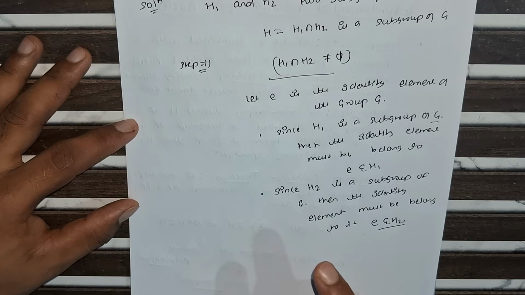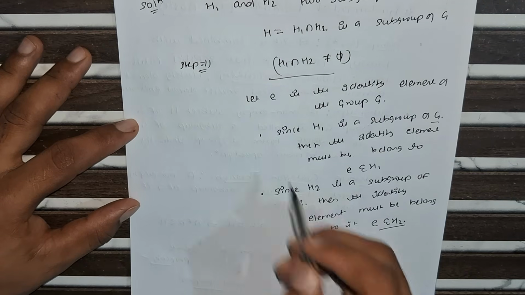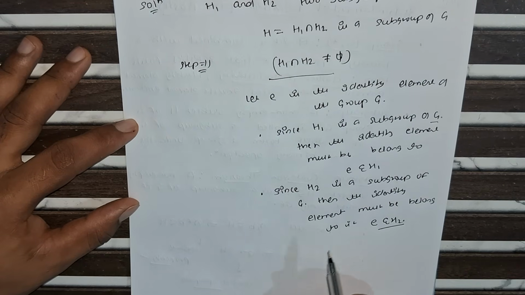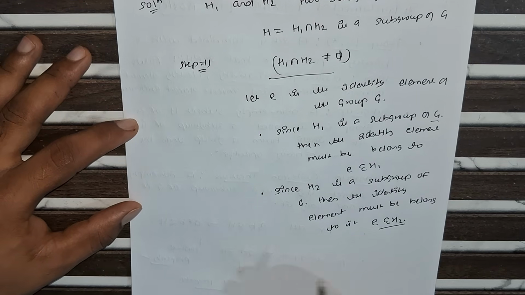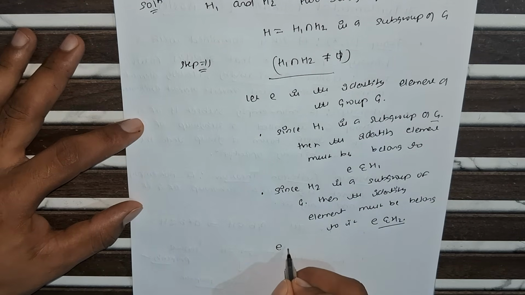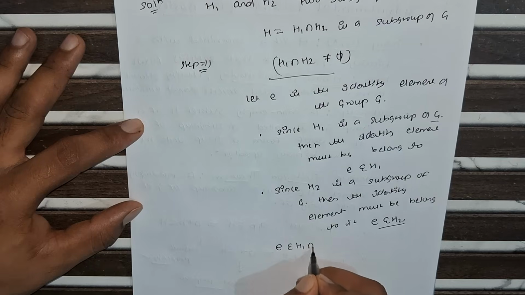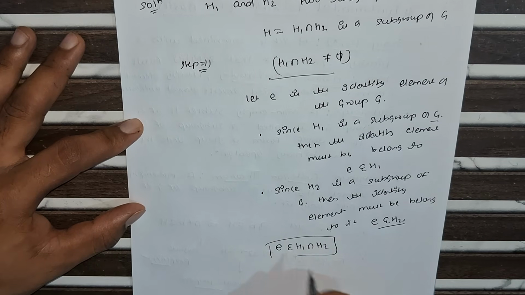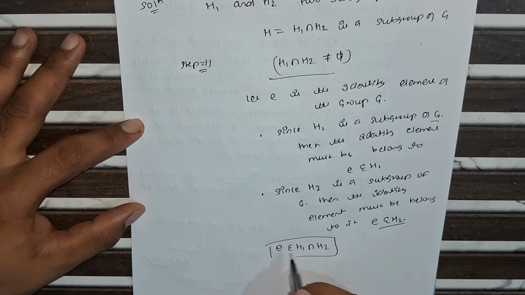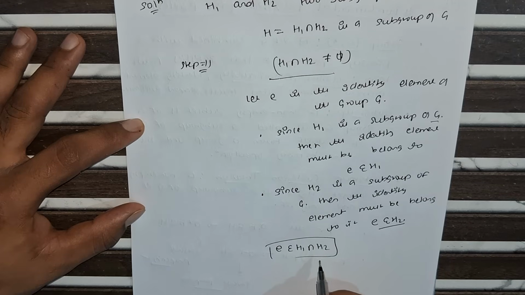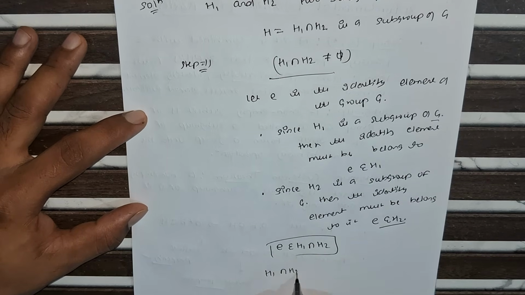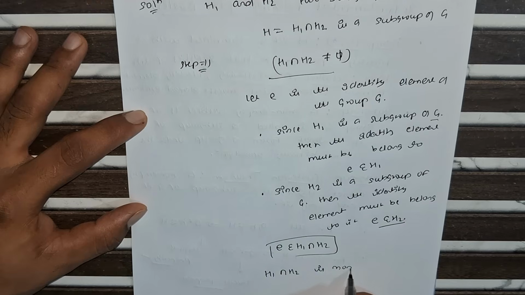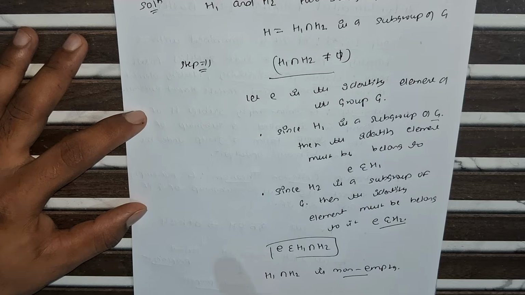So e is present in both sets, H1 and H2, so it must be present in the intersection also. We can say that e belongs to H1 intersection H2, because it is present separately in the H1 set and the H2 set, so it is also present in the intersection of H1 and H2. Thus our H1 intersection H2 is non-empty, which we had to prove in our first step.